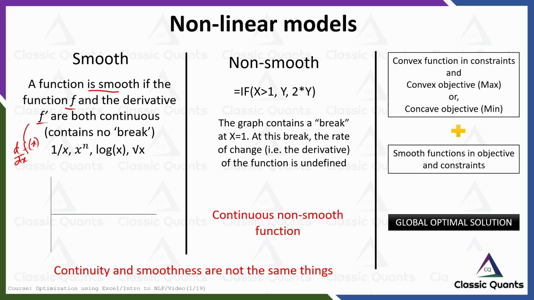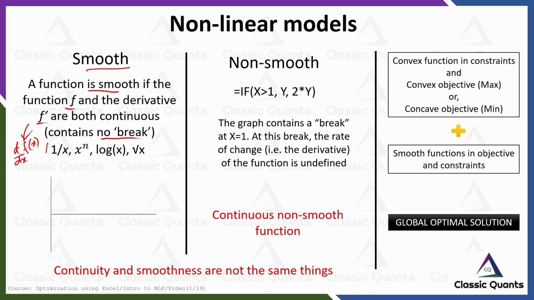ddx of fx is the derivative if both f and f prime are continuous. What do you mean by continuous? Continuous means it has no breaks in between. So if that is the condition, that means f and f prime are both continuous, then we will say that the function f is smooth.